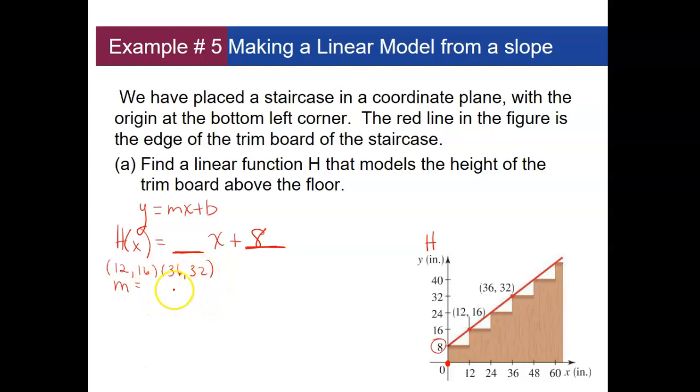So here if we do y2 minus y1 over x2 minus x1, I'm going to have 16 over 24. 8 goes into both of these. 8 goes into 16 2 times. 8 goes into 24 3 times. So I'm going to have a slope of 2/3.